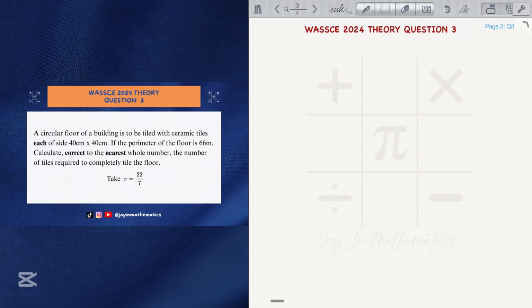So here is what the question is saying. There is a circular floor, and since there are no circular tiles, they decided to use square tiles. So we have square tiles, each of 40 by 40 centimeters. This is just a sketch. We definitely know how it will look in real life. There won't be spaces like this.